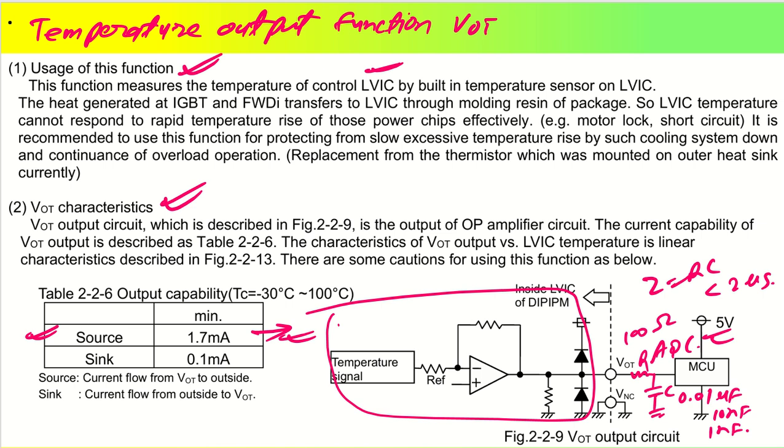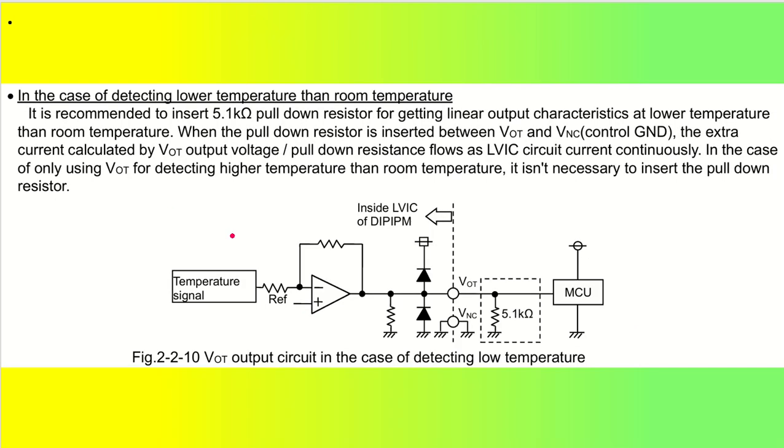Another circuit can be of this form. Let us say we are detecting the temperature lower than room temperature. So basically, suppose the IC is working in a low temperature. In that case, this output voltage will not be very high, it will be very low voltage. Let's say our temperature is less than 25 degrees centigrade. At that time, my NTC is giving a very high value. Because of that, the output will be very low.